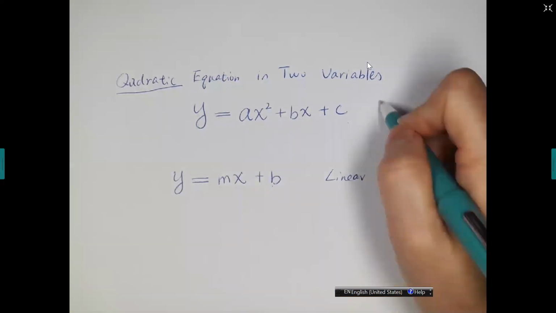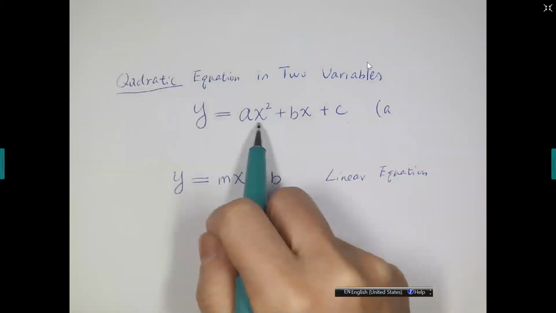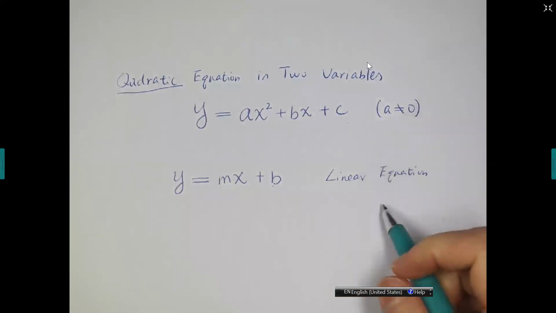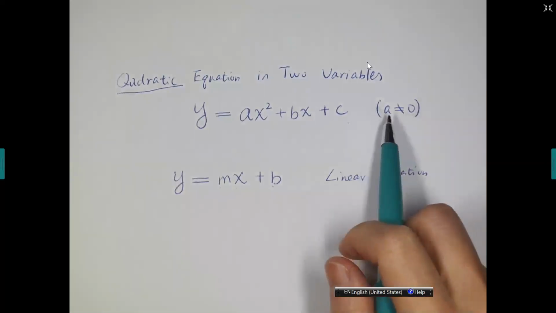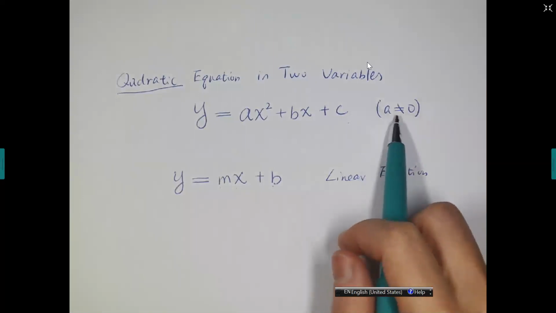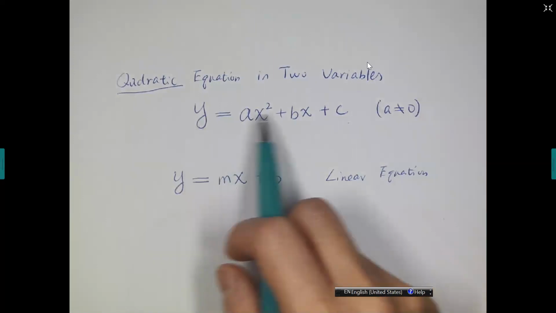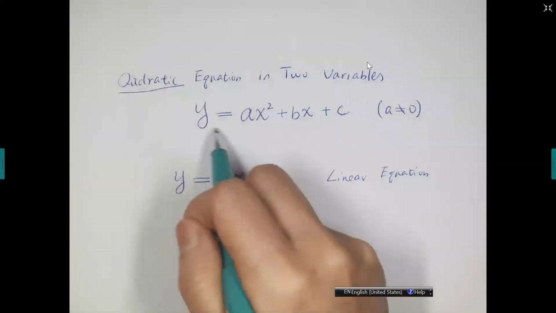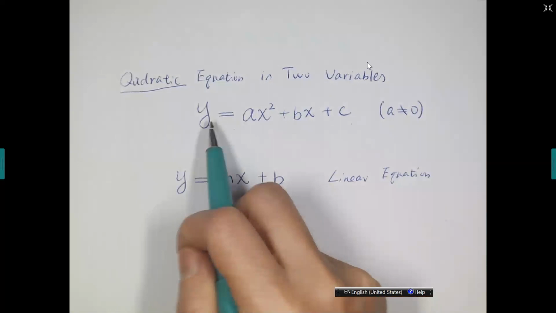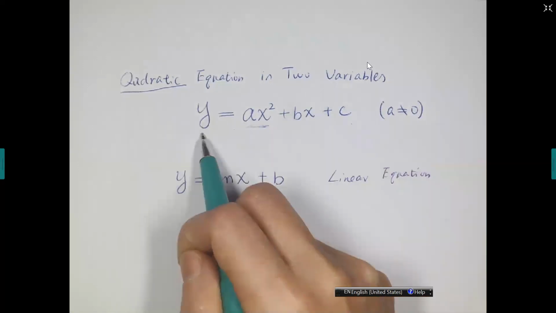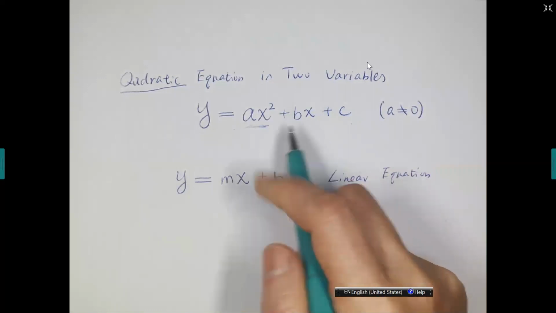They can be any number. But a, because we have to have this square term, can never be 0. A is a non-zero number. A can be positive, a can be negative, any number other than 0. An equation that has this format is called a quadratic equation in two variables. Y and x are the two variables.